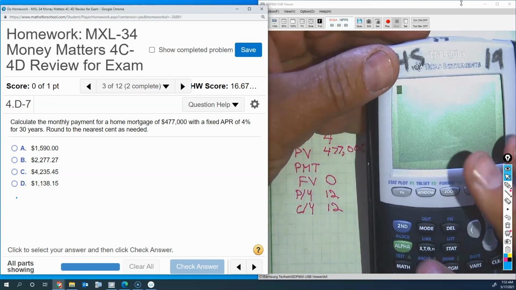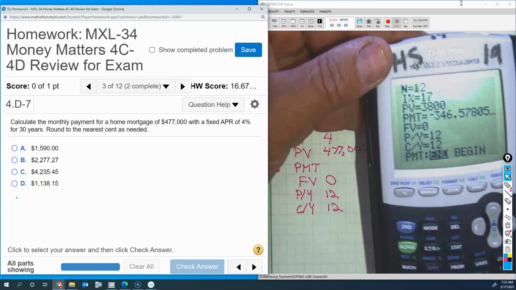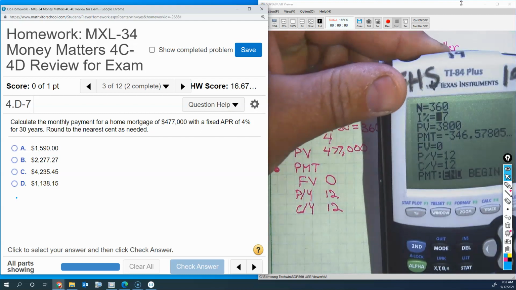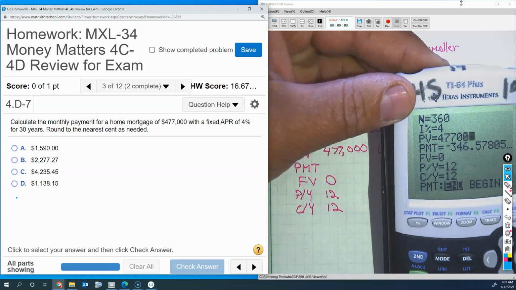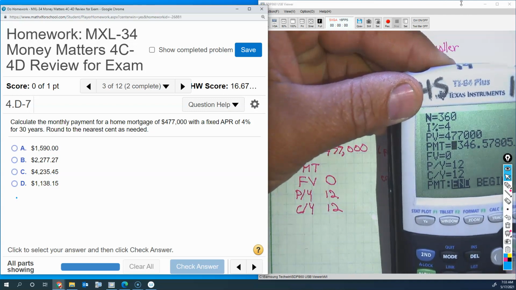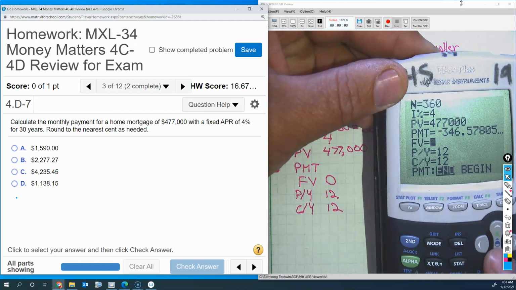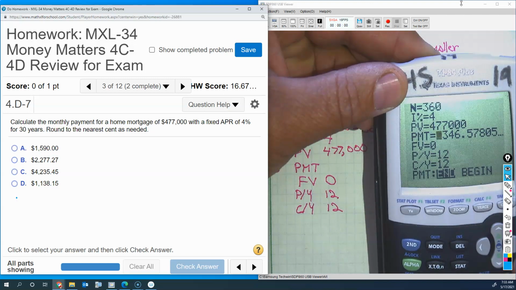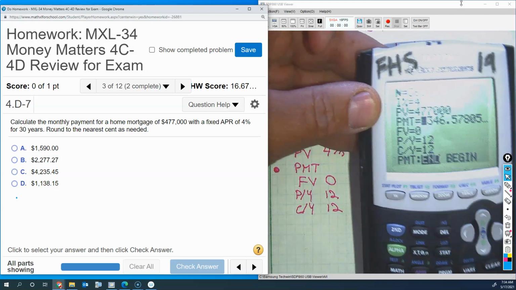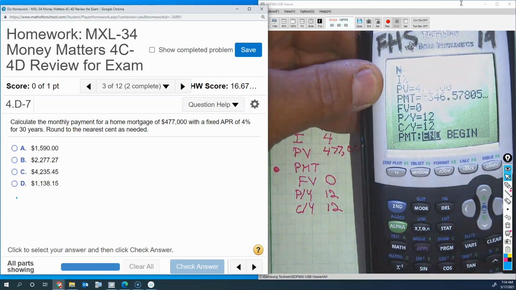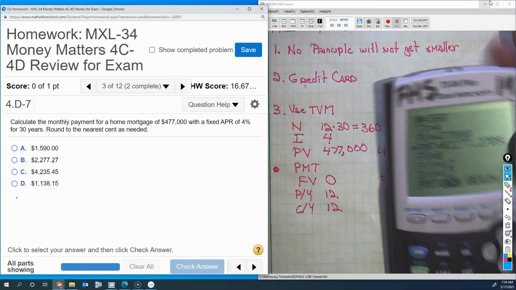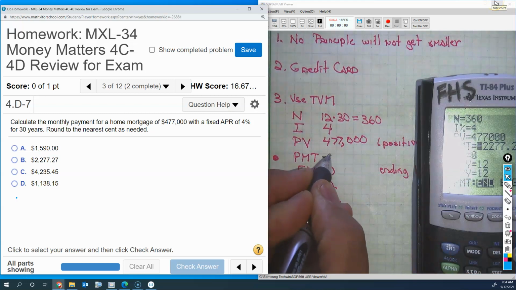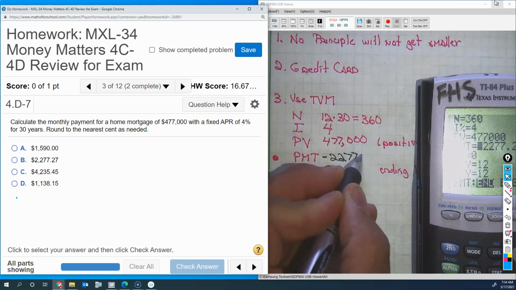Okay, so we go app, finance, TVM. Okay, 12 times 30, 4, okay, 477000. Okay, we just skip over that one because we're going to solve that. That's 0, 12, 12. Okay. All right, once I've got that filled in, then I go back up to payment and I hit alpha, enter. Okay, so when I do that, it gives me a payment of negative 2277.27.